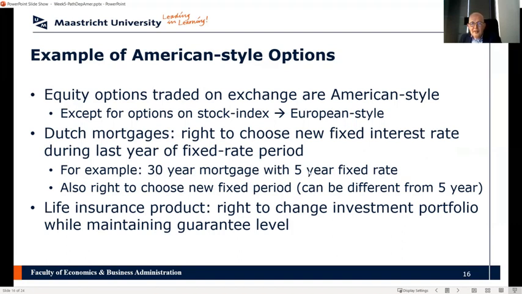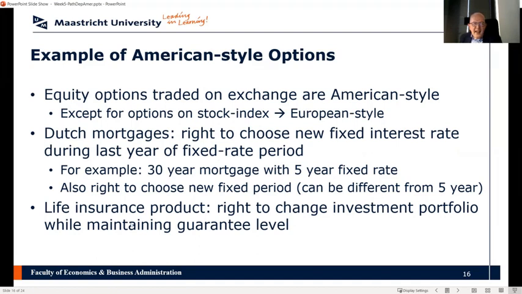So in this example, during the last year, from T_4 to T_5, you have the right to say, I want to choose a new fixed rate. And I can also choose the length of the fixed rate anywhere between a floating interest rate up to 25 years. That is an American style option because you have the right to time this decision during the last year of the fixed rate period.